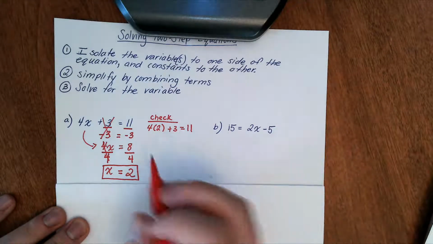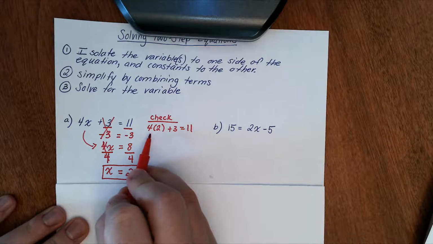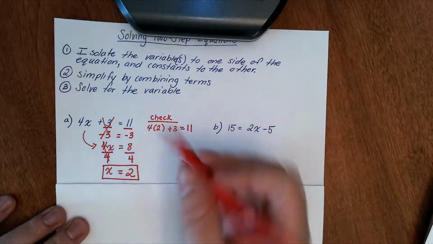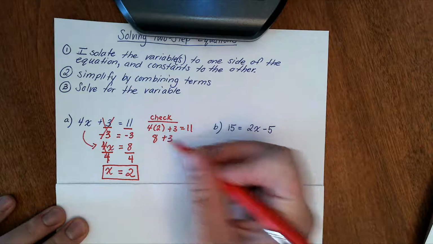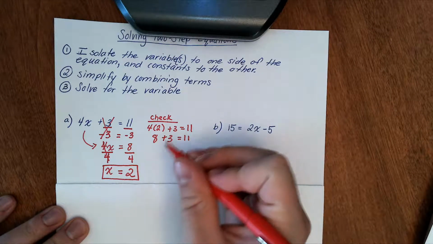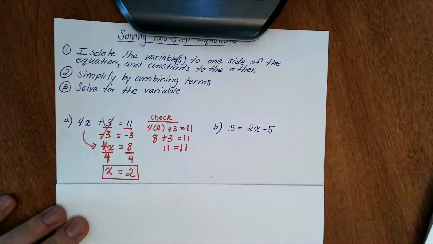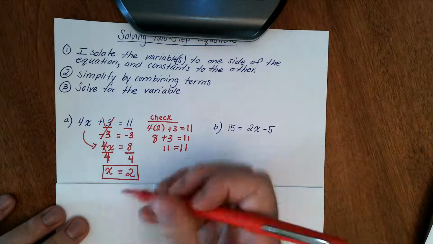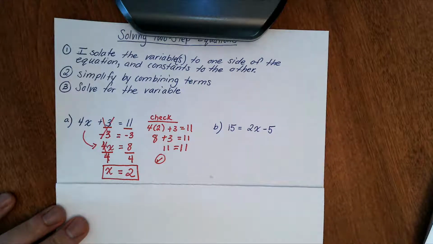BEDMAS says to do the multiplication first. So 4 times 2 equals 8. 8 plus 3 equals 11. So I know that 11 does equal 11, and so my answer of x equals 2 is correct.